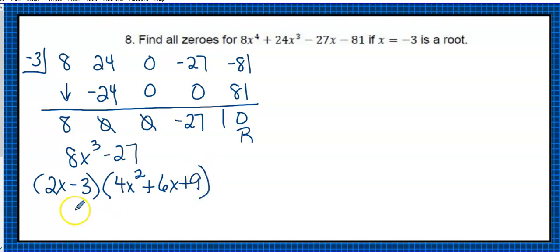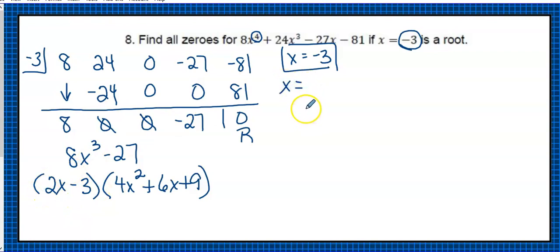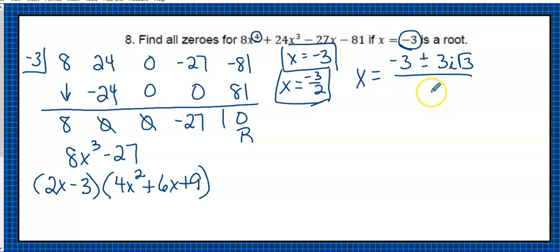Okay, and then I'm going to give you the answer to this one because, first of all, we would set this up equal to 0. We already know negative 3 is one zero. We should have 4 zeros total. So negative 3 is one of them. So x equals negative 3. That's 1. If I set this up equal to 0 and solve for x, I would get x equals negative 3/2. So that's another one. And then I would have to use quadratic formula to do this one. So I'm just going to give you the answer to this one. x is going to equal negative 3 plus or minus 3i root 3 over 8.